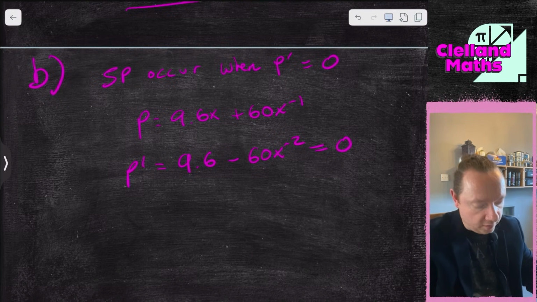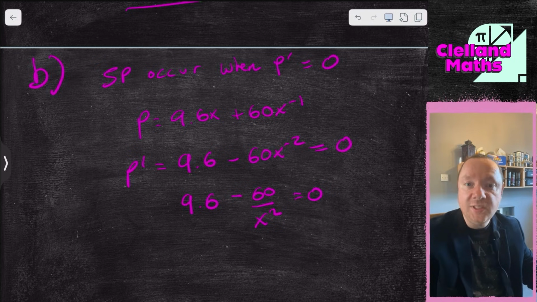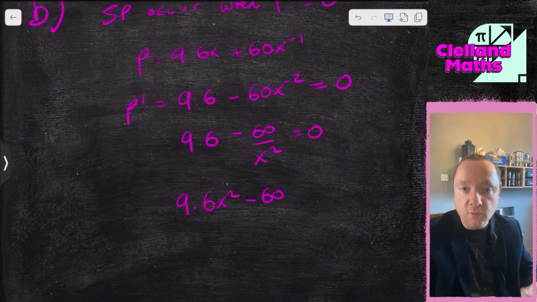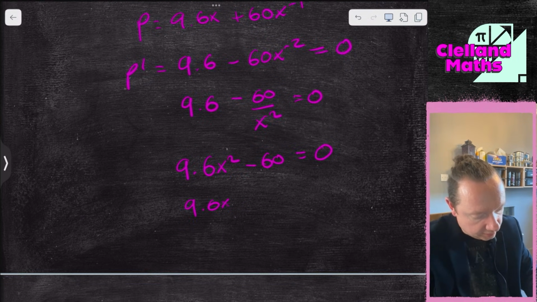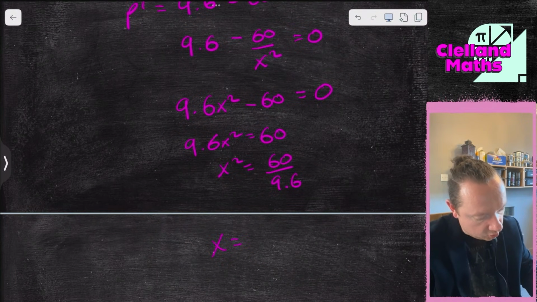So there's a few ways to solve this, but what I usually like to do is just say that that's minus 60 over x squared. And then just times both sides by x squared. So that gives me 9.6x squared here, minus 60x squared over x squared, so it's gone, equals 0x squared. And then I can solve that. 9.6x squared equals 60. So x squared is 60 over 9.6. So x is the square root of 60 over 9.6.